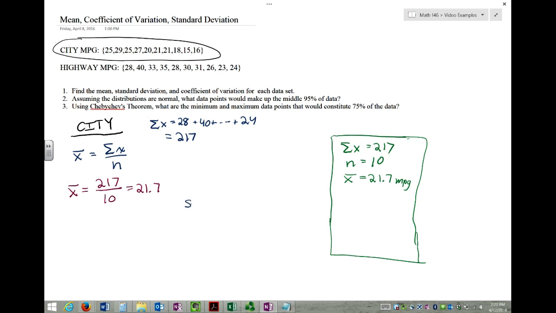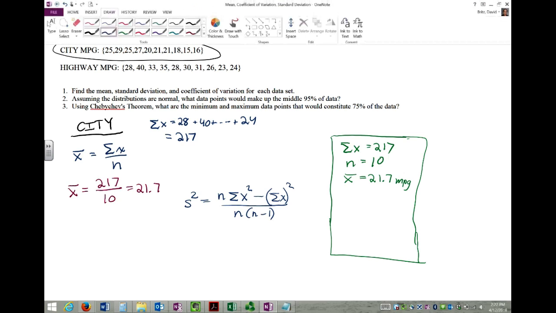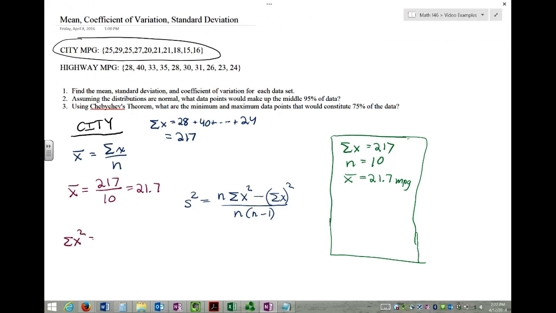So for the standard deviation, again, we'll use the shortcut formula. Actually we'll find the variance first, because the standard deviation is simply the square root of the variance. So we have n times sigma x squared minus sigma x, the quantity squared, over n times n minus 1. And again, we have to differentiate between sigma x squared and sigma x quantity squared. So when we find the sigma x squared, that's going to be 25 squared plus 29 squared plus 25 squared, so we're squaring all the data before adding them up. It goes all the way up to 16 squared, and so 625 and so on. If we add this all up together, we'll get 4,907.